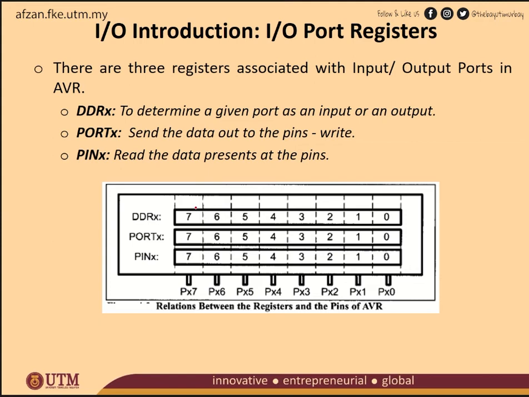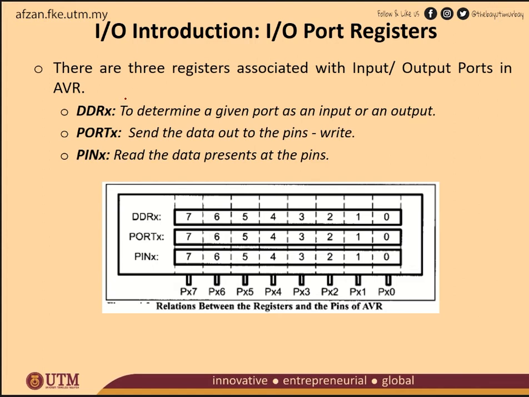And then, as I mentioned previously, there are three registers associated with I/O ports in AVR. Each of your port A, port B, port C, and port D has these three registers, which we call DDR, PORT X, and PIN X. As we know, the DDR is used to determine whether a given port is an input or output port.